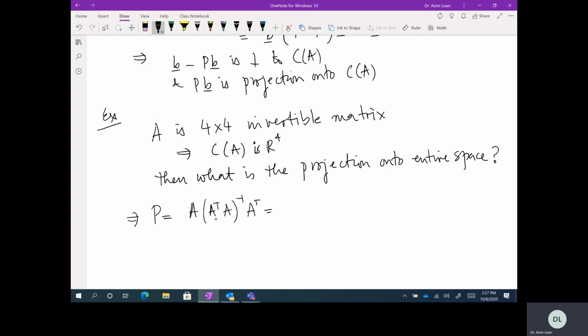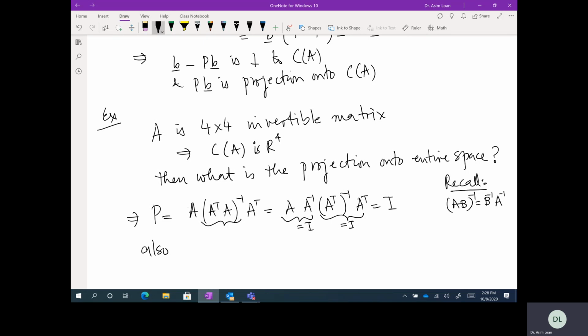Since A is invertible, I can expand this one. This becomes A into A inverse into (A transpose) inverse into A transpose. Again, recall (AB) whole inverse is simply B inverse A inverse, the order reverses. This is equal to I. So the projection is the identity also. I squared equals I, and I transpose equals I.